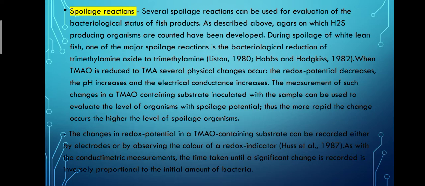The redox potential decreases, the pH increases, and the electrical conductance increases. The measurement of such changes in a trimethylamine oxide containing substrate inoculated with the sample can be used to evaluate the level of organisms with spoilage potential. Thus, the more rapid the change occurs, the higher the level of spoilage organisms.